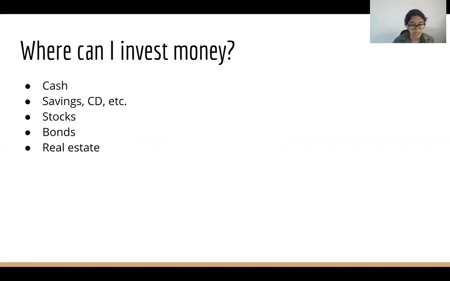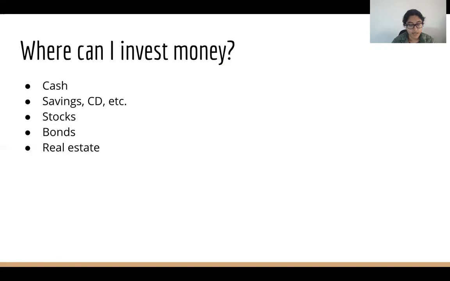Here's a list of where you can put your money, sorted from high liquidity at the top to low liquidity at the bottom. Liquidity is essentially how easily you can get cash from an area where you put money. So some highly liquid portfolio components include cash, savings, and certificates of deposit, while some portfolio components with low liquidity are real estate and bonds.